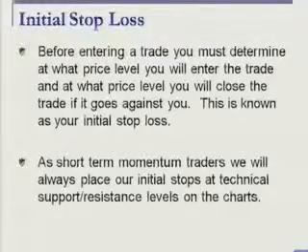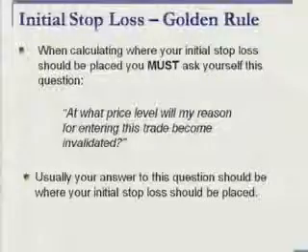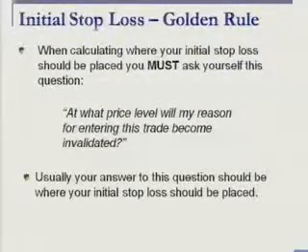Well, our initial stop loss is really telling us where we should put that stop loss, that order to get out of the trade if it immediately goes against us. And the golden rule for this really is we must ask the question, at what price level will my reason for entering this trade become invalidated? And it's at that price level where we should place our stop loss. It's very much as simple as that.